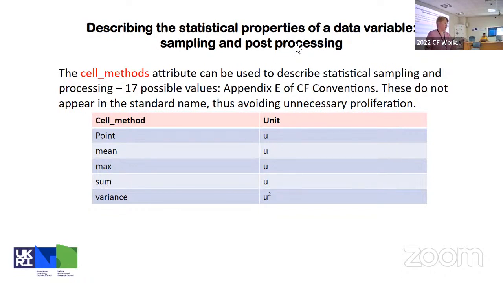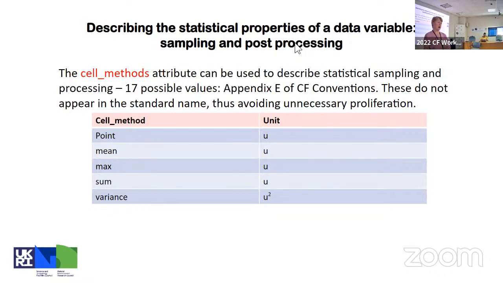It could be an area mean if it's come out of a climate model, for example, or it could be something post-processing. So you had sampling every 10 minutes and you meaned it over for an hour. So those are the sorts of things you might want to describe. Max and sum and all of these things that you would associate with statistical processing of your data.